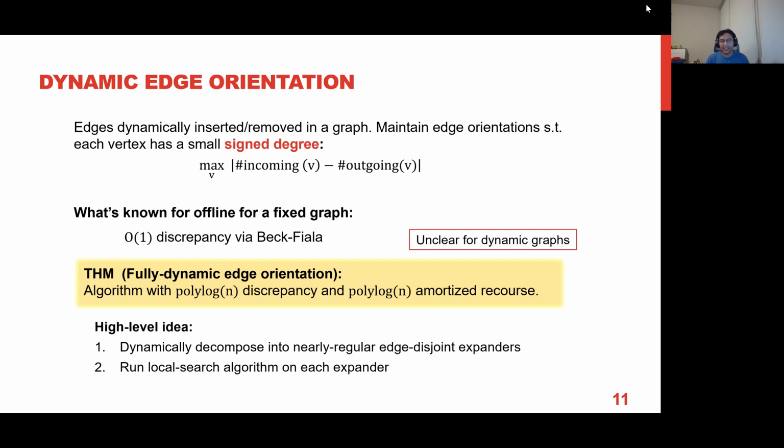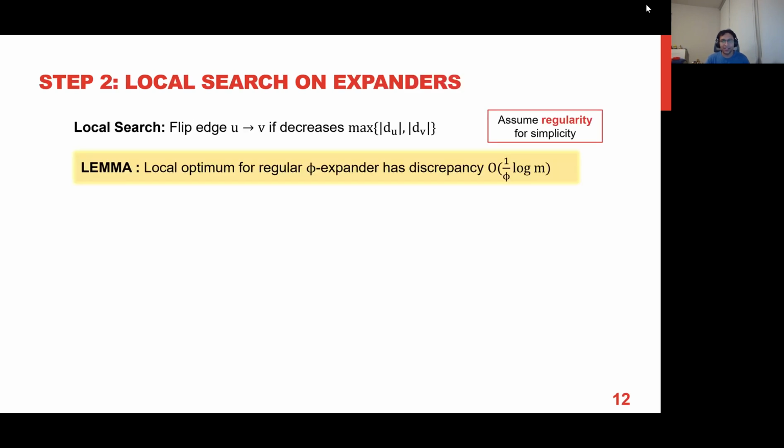So let's first look at the second step. I claim that for this edge orientation problem on an expander, local search is already a good algorithm. So first of all, what's the local search algorithm? You initially arbitrarily orient the edges, and then you flip any edge UV if flipping it decreases the max of the discrepancies of the vertices. The claim is that if you reach a local optimum of this solution, that already gives you a logarithmic discrepancy, which is already very good. You're not getting polynomial. For simplicity, I'll assume regularity.